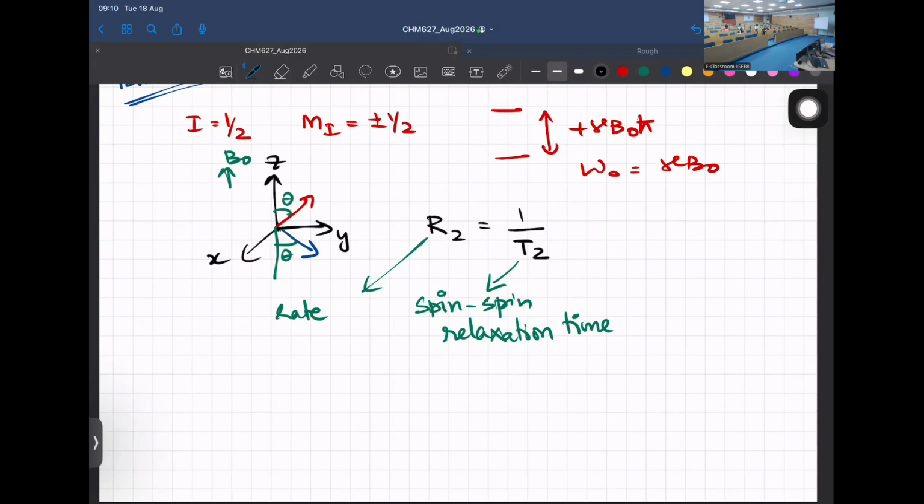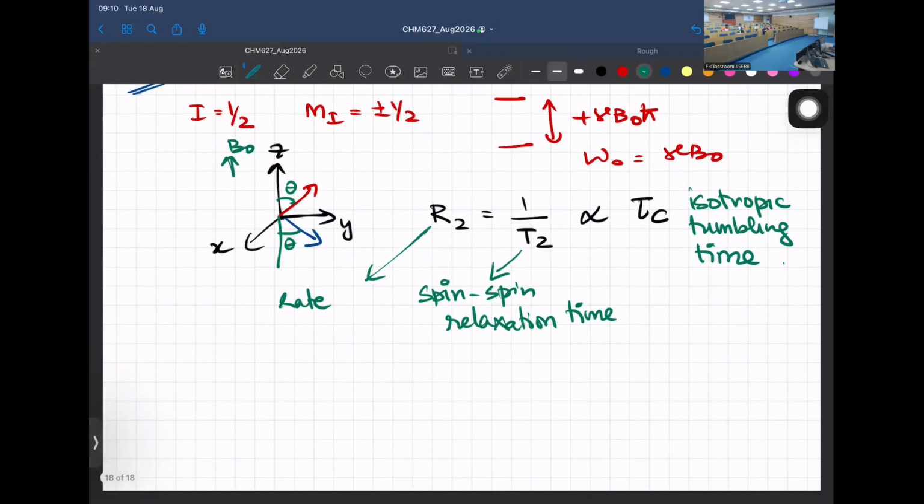And it's important to focus on this because this R2 is proportional to something called tau C. What is tau C? Isotropic tumbling time. What is isotropic tumbling time? It's the amount of time a molecule takes to reorient itself after every possible orientation in solution. Let me repeat again. Isotropic tumbling time is the total time taken by the molecule to reorient itself after having sampled every possible orientation. What do I mean by this?